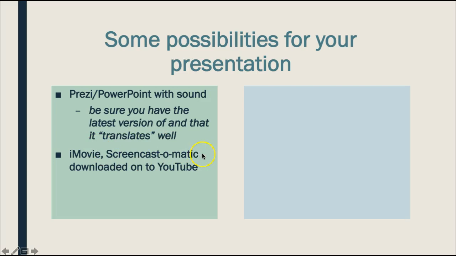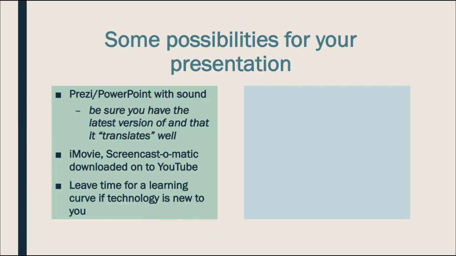You can use a free form of it, or you can pay for it. I pay for it so that I can have editing privileges and that sort of thing. But basically what it does is take a picture of whatever is on your computer screen. And so if you have a computer that also records sound, then you can do it that way. And then you can also download from that onto YouTube, just as I think you can from iMovie.